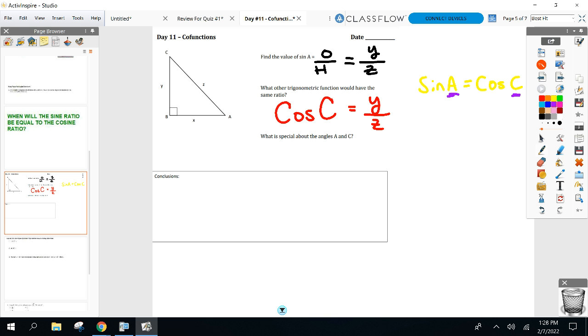Paul, you think you're going to take this? Complementary angles. Are they? Yes. What's complementary mean again? They add up to 90 degrees. Do A and C add up to 90? Everyone agrees there? Nice job, Paul. They are complementary. Good work.